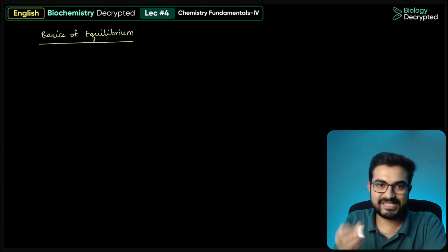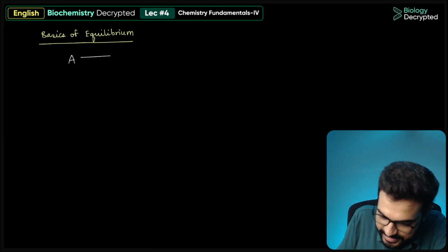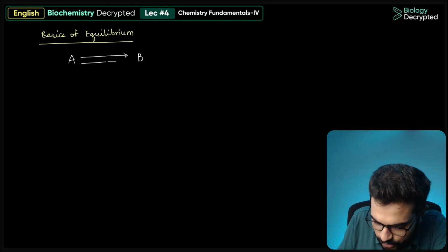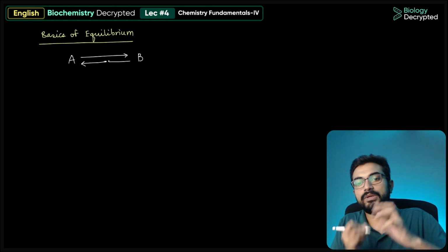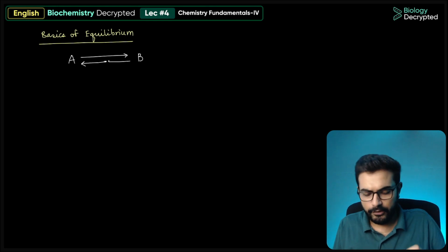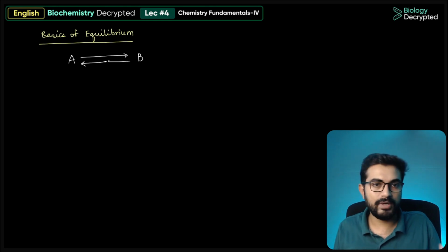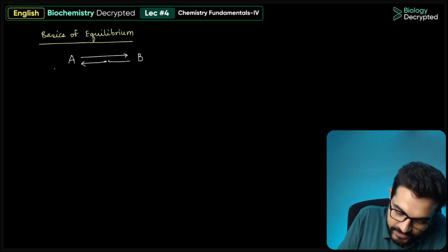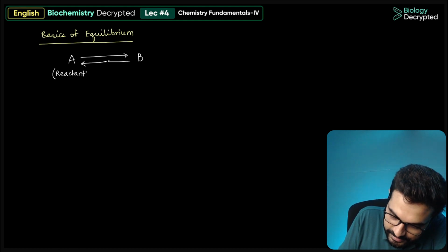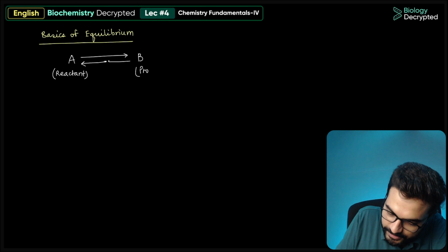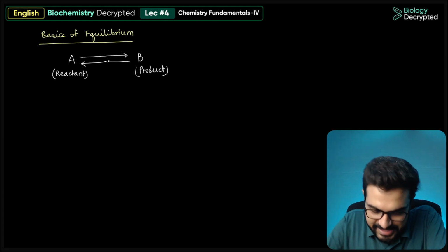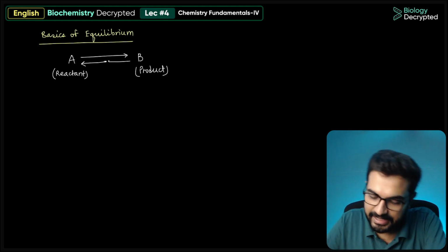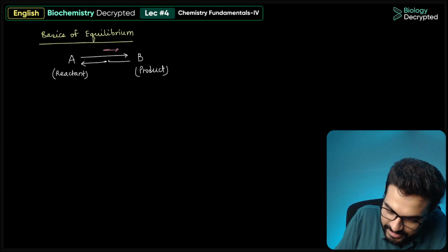Let's consider this particular reaction where A is getting converted to B, and also B is forming A. So what is happening here is there is an equilibrium, where forward reaction is taking place, at the same time backward reaction, or we can also call it a reverse reaction, is also taking place. Reactant A is getting converted into product B, and similarly product B is also breaking down into reactant A.